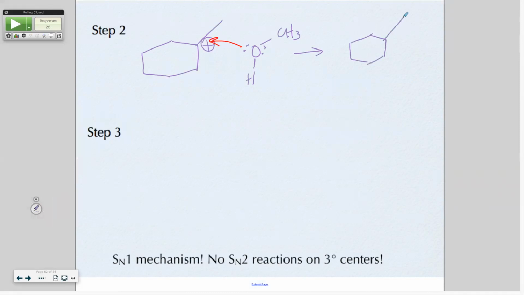There's your clue. Where did I make a bond? From the C to the O. Okay, and what else is attached to that O? Hydrogen. Yep, don't forget those. Don't just make everything fall off in one fell swoop. Okay, it's 3 steps. All right, what else do I need?